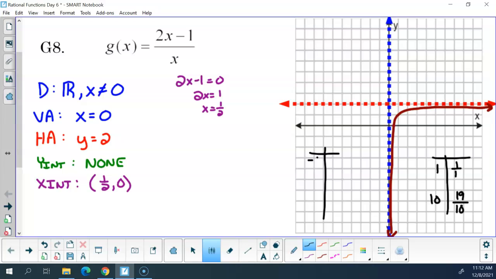Then we got over here. So I'll go with negative 1. Negative 1 times 2 is negative 2, minus 1 is negative 3, divided by negative 1 is positive 3. Then I would go negative 2. Negative 2 times 2 is negative 4, minus 1 is negative 5, divided by negative 2 is 2.5.